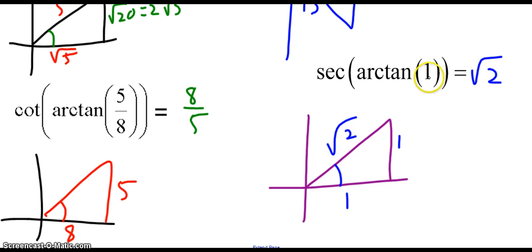Secant of the arctangent of 1, again because arctangent is positive, it's in the first quadrant. So I draw a triangle, this would be 1 and 1, this would be root 2. Secant is root 2 over 1 or root 2.